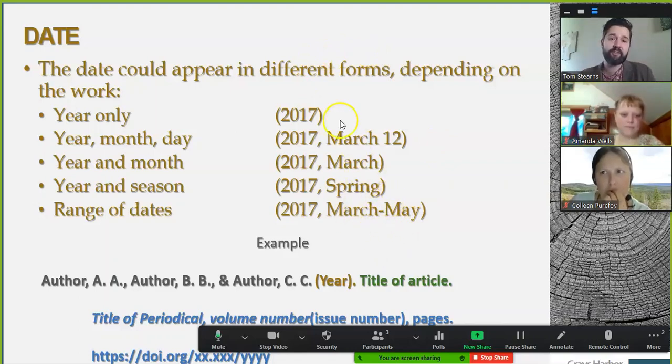So sometimes this is not how the dates are going to appear in your sources. Sometimes the way it appears in the source is going to say, for example, 3/12/17, if you're citing a web page or something like that. And even though it appears that way in the article, you need to cite it in this recommended way by APA. So that's something to pay attention to.